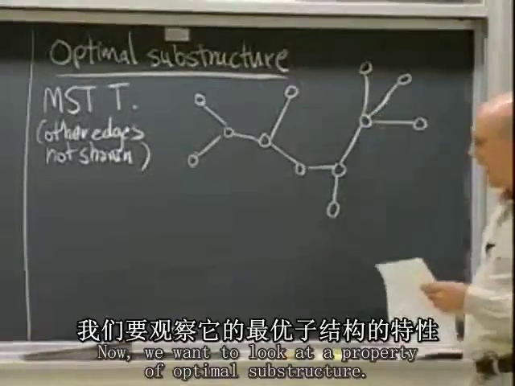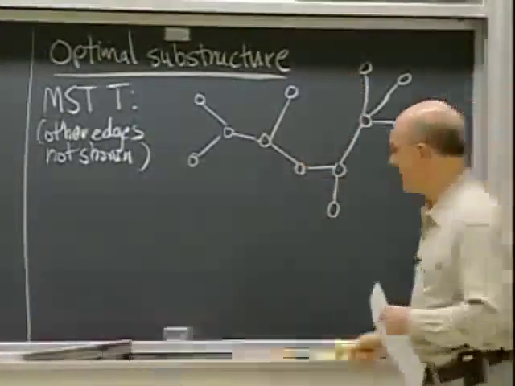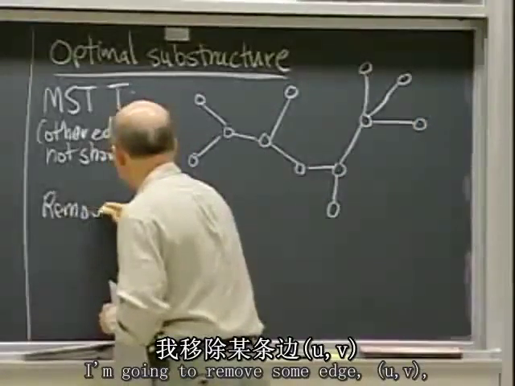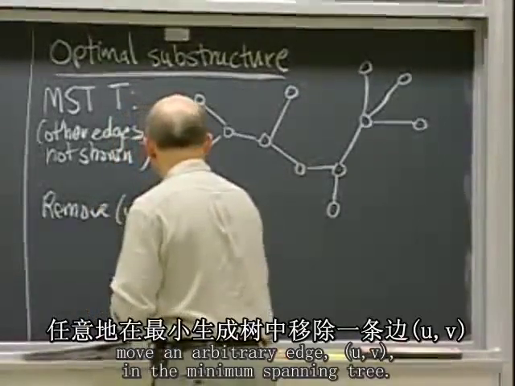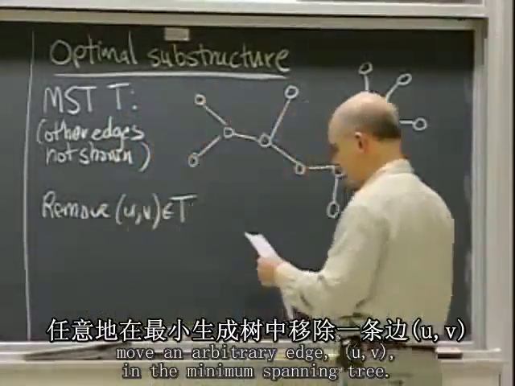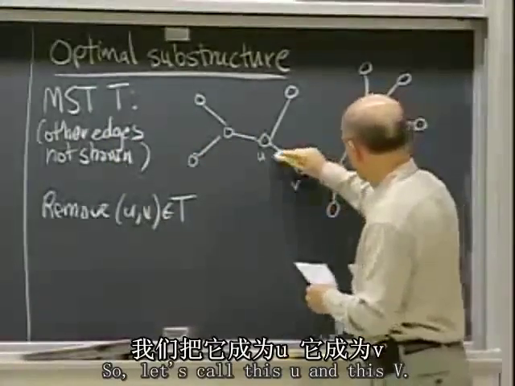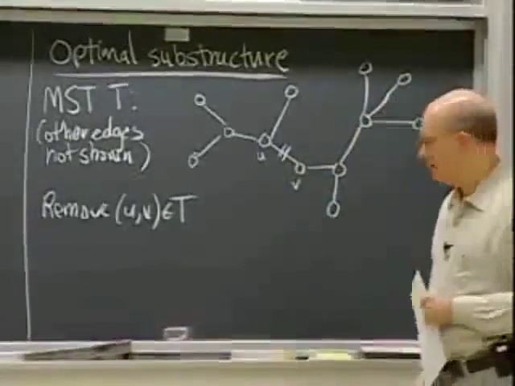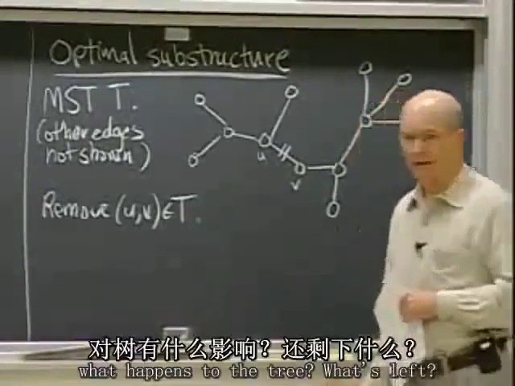Now we want to look at a property of optimal substructure. And the way I'm going to get that is I'm going to remove some arbitrary edge UV in the minimum spanning tree. So let's call this U and this V, and so we're removing this edge. Okay? So when I remove an edge in a tree, what happens to the tree?